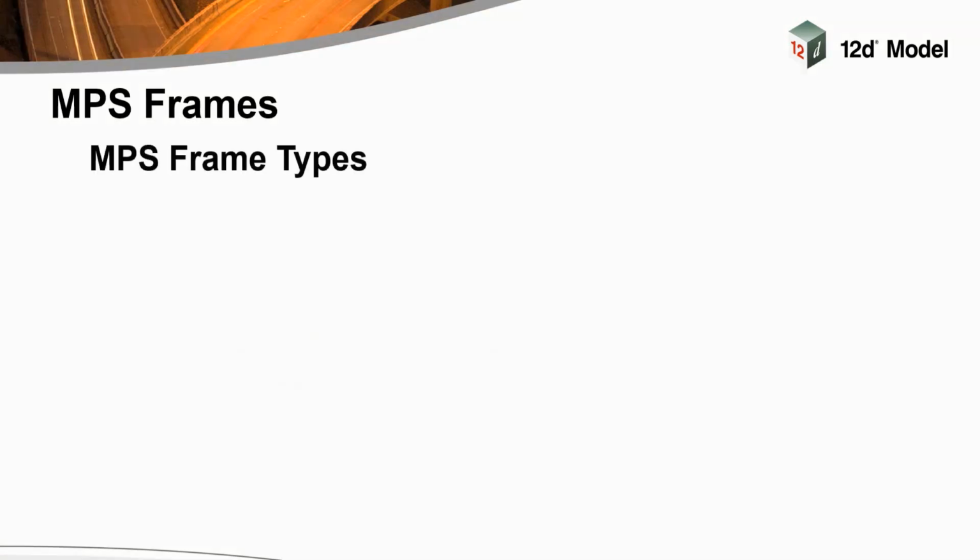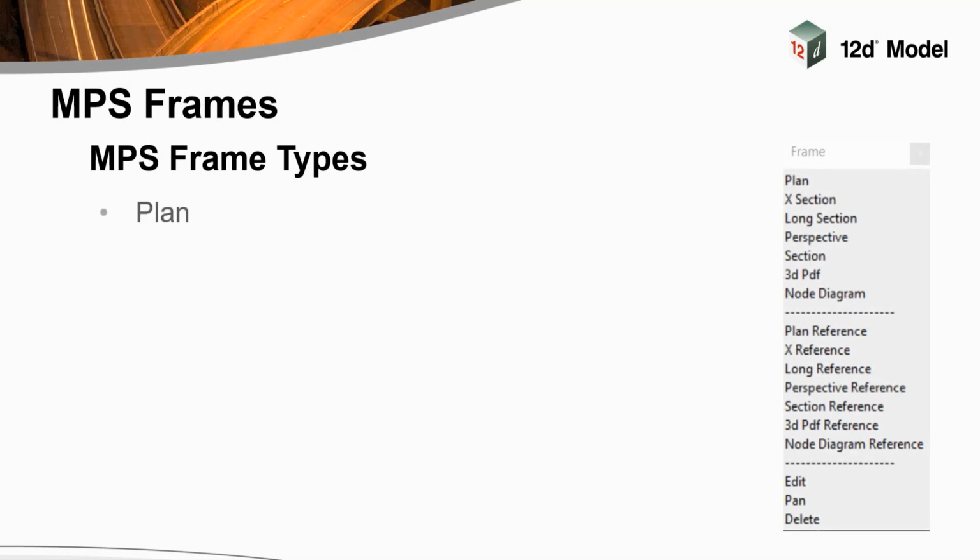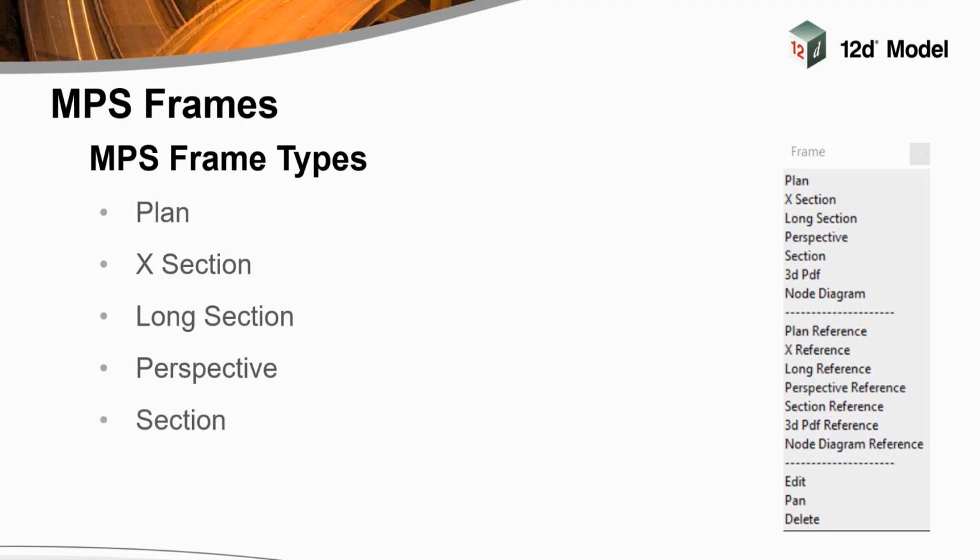Okay, the first thing we're going to have a look at is the frame types. There's multiple frame types within the MPS file. The first is plan, X-section frames, long section frames, perspective frames, section frames, 3D PDF, and node diagram frames.